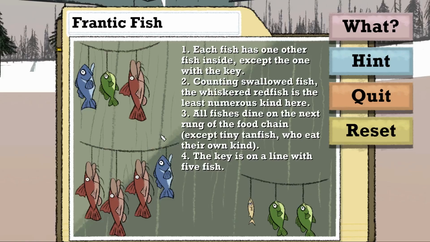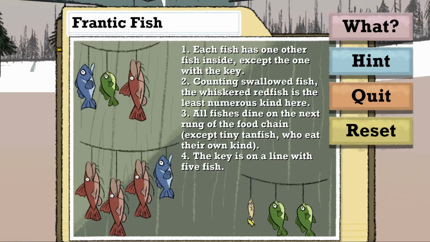Like, that blue fish would have a green fish in it, but that green fish would not have a tan fish in it. It would just be that blue fish and a green fish on that line. So you're saying it is not a Russian doll. It's literally only the one next below it. So red would go to blue. Blue would go to green. Green would go to tan. Tan would go to tan, because, like it says, the tan eat their own kind.